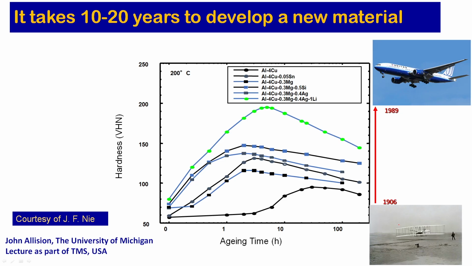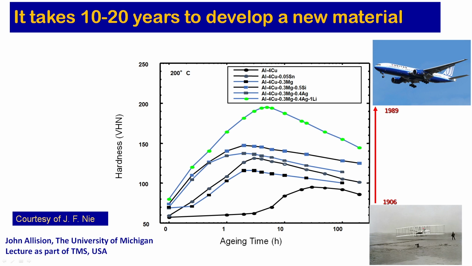So, now let us discuss one of the best discoveries of the last century, that is the aeroplane, right. It normally takes about 20 years to develop a new material. I mean to say, starting from scratch to the application, it takes about 20 years. And you can clearly see from 1906, that is when the Wright brothers discovered the plane. The picture shown here is taken from Wikipedia.